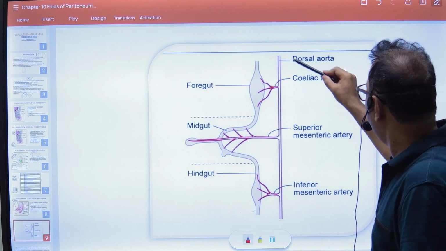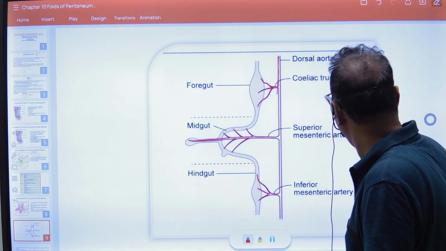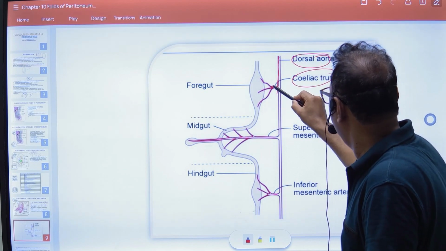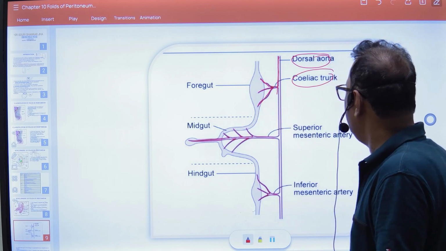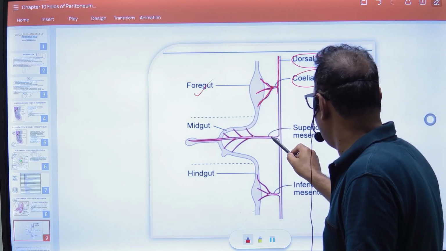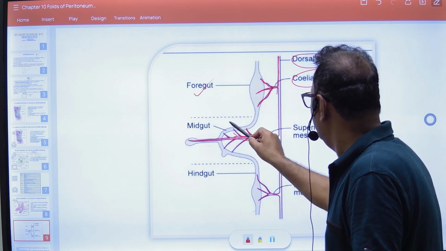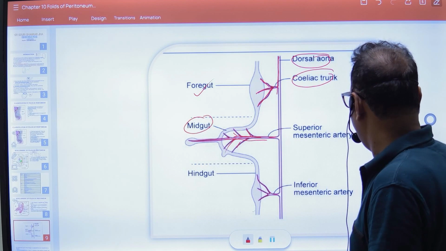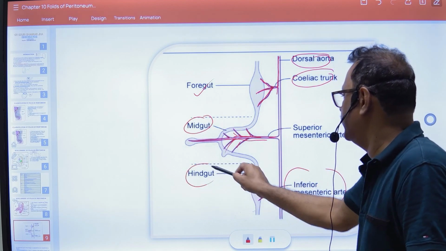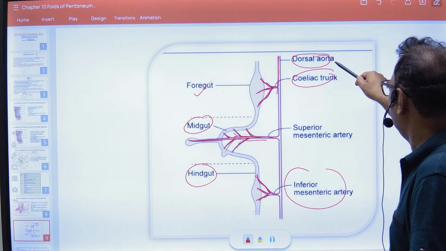In this diagram you could see the dorsal aorta. From here, we have the celiac trunk going into the proximal foregut region. Then we have the superior mesenteric artery, which is going into the midgut region. And we have the inferior mesenteric artery, which is going into the hindgut region. All three are branches of the dorsal aorta.